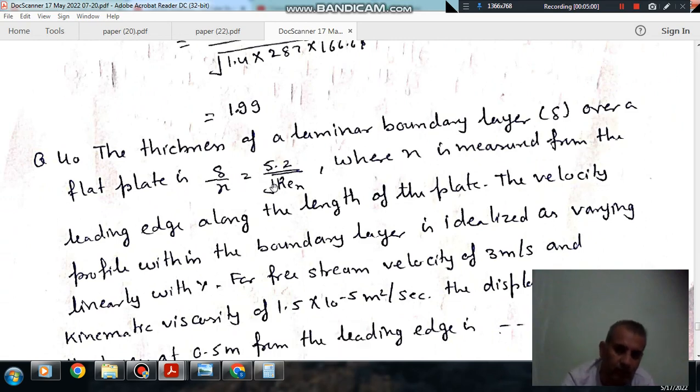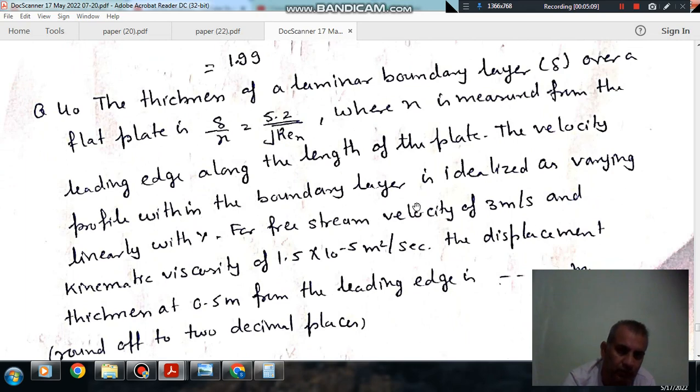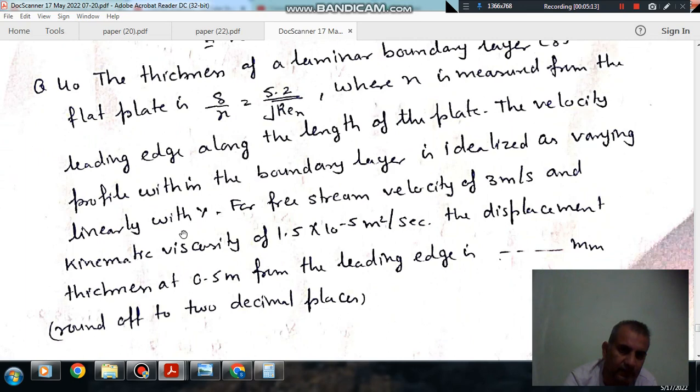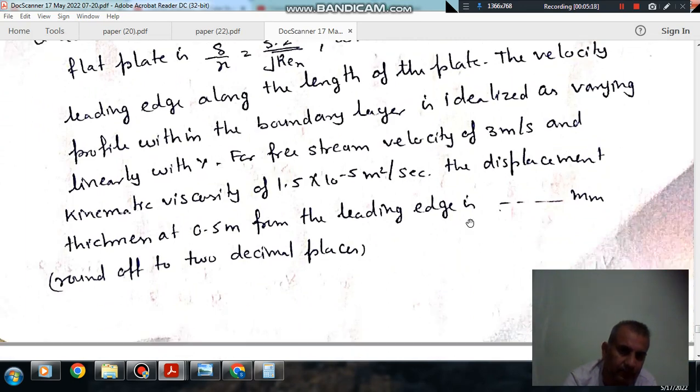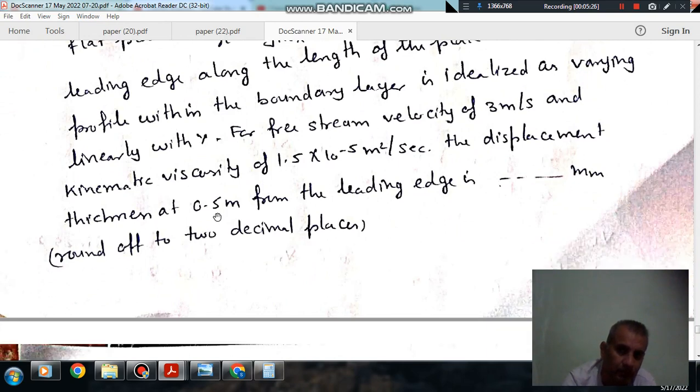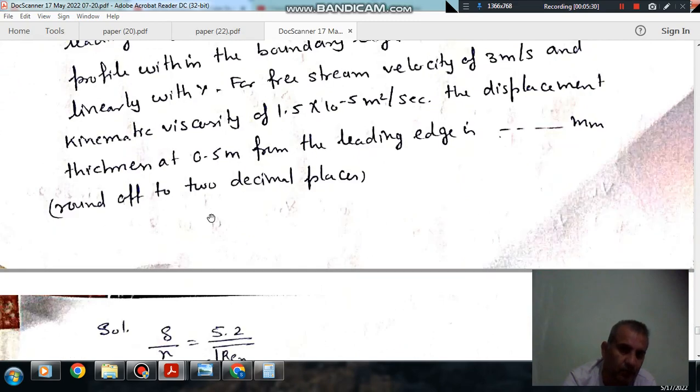Next, the thickness of a laminar boundary layer delta over a flat plate is delta by x equal to 5.2 over root Rex, where x is measured from the leading edge along the length of the plate. The velocity profile within the boundary layer is idealized as varying linearly with y. For a free stream velocity of 3 meters per second and a kinematic viscosity of 1.5 times 10 to the minus 5 meter square per second, the displacement thickness at 0.5 meter from the leading edge is dash, rounded up to 2 decimal places.